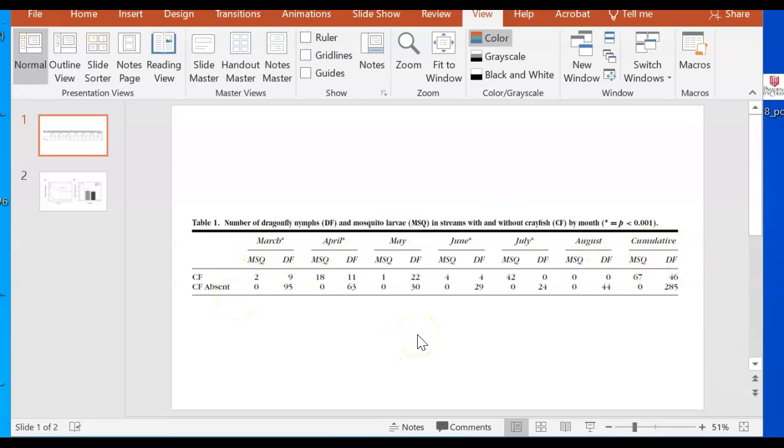the month that the stream was sampled, and then if there were dragonfly nymphs, dragonfly nymphs here in this table are denoted by DF, and then mosquito larvae by MSQ. Okay, so if you go month by month through this table, we get a sense of if the presence or absence of crayfish influences how many dragonfly nymphs you see or how many mosquito larvae you see.